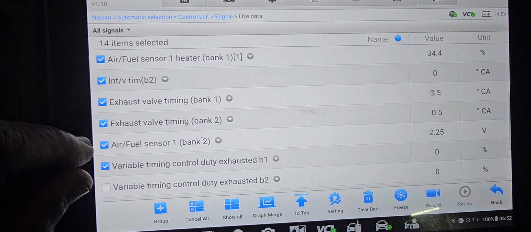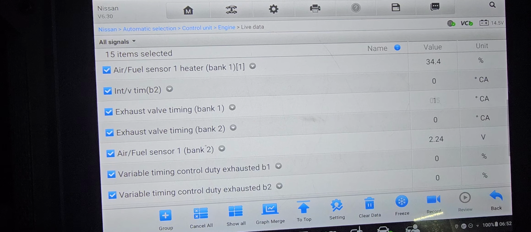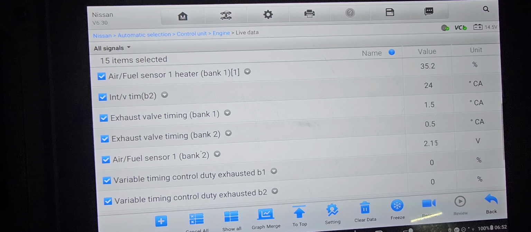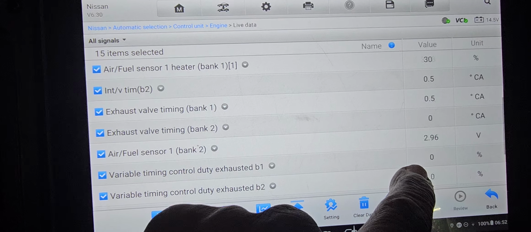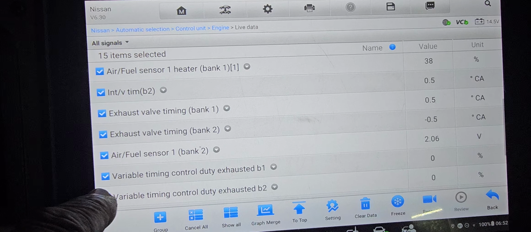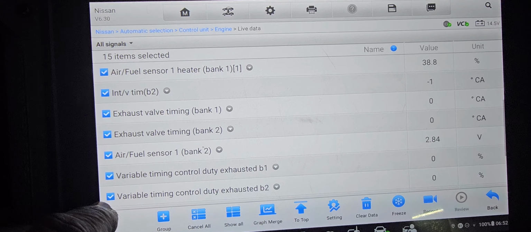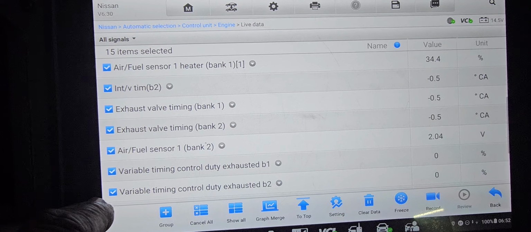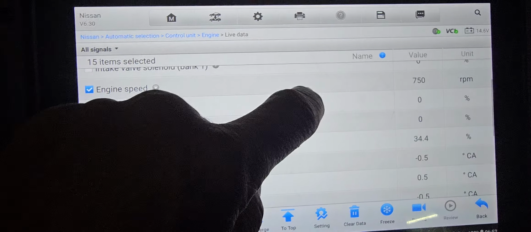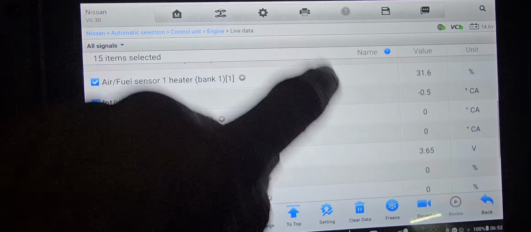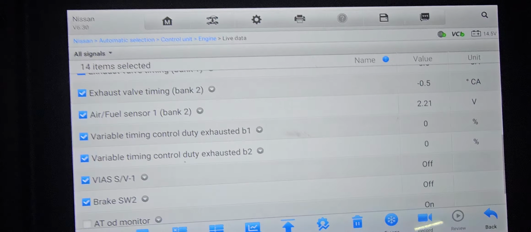Let me go a little bit higher. You see, they're supposed to go, if the RPM is 3000, they don't change. 2000, 3000, 4000, those variable timing controlled by duty don't change a lot. You see it? When you give gas, then they change. You see variable timing controlled by exhaust bank 1, exhaust bank 2. Look, when you give gas and reach 2000 RPM, then you're going to see them change.